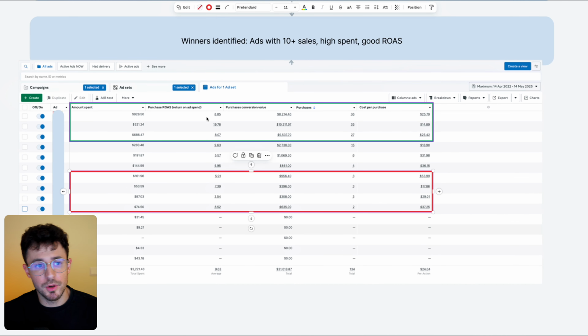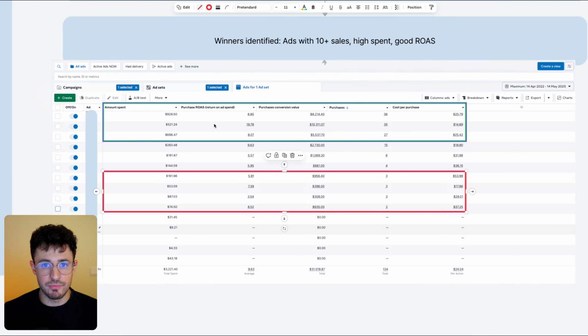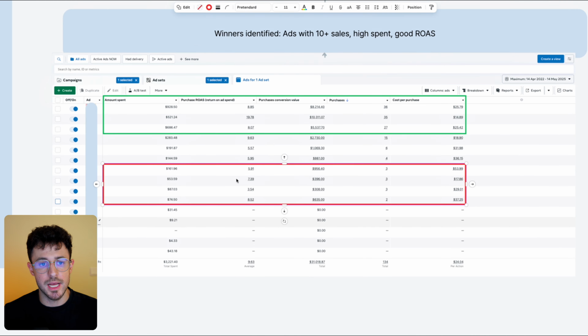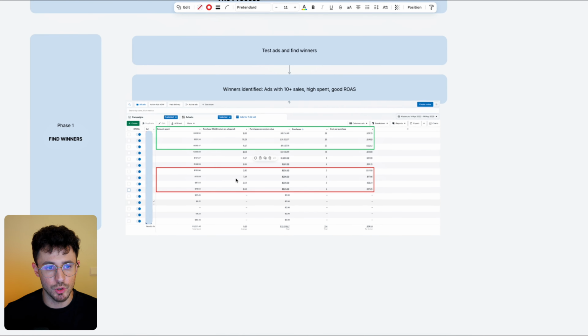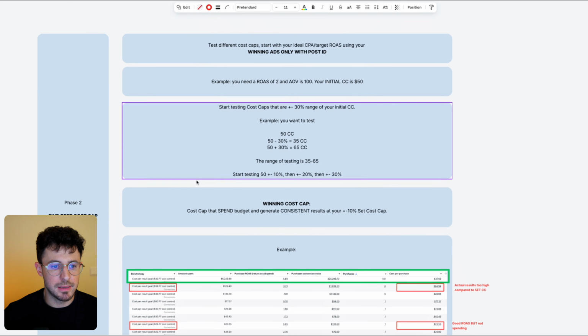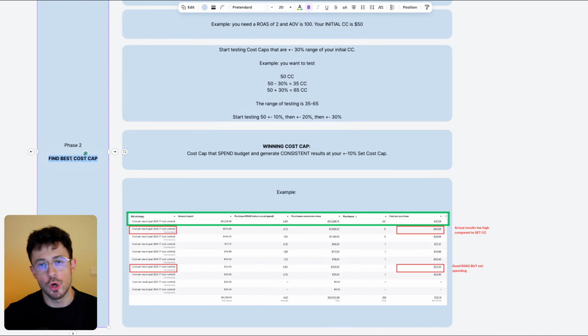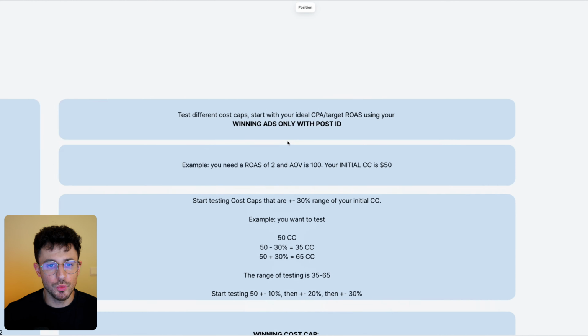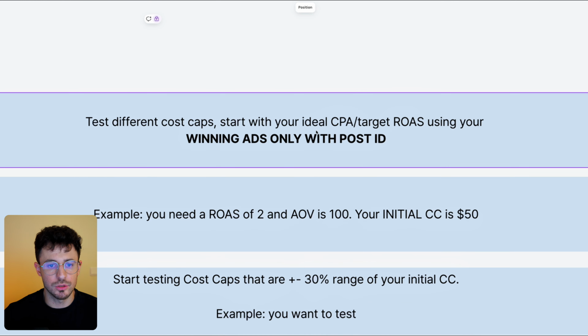And yeah, so at this point you have the winning ads. Let's say you have 5, 6, 7, 10 winning ads, and now you want to go to phase number 2. Phase number 2 basically means find the best cost cap. So what you want to do here is test different cost caps, starting with your ideal CPA, which is based on your target return on ad spend, using winning ads only with post ID.